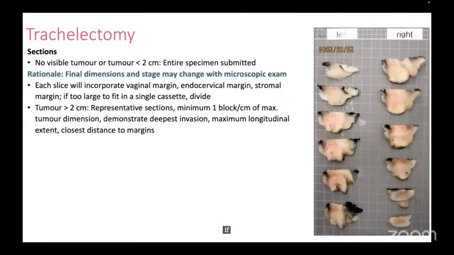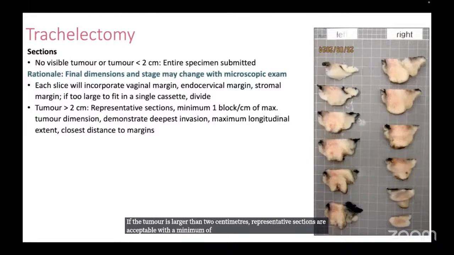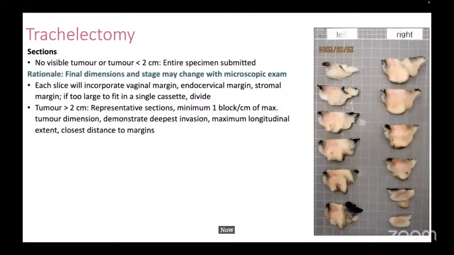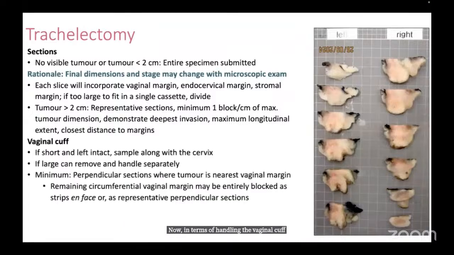If the tumour is larger than 2 centimetres, representative sections are acceptable with a minimum of 1 block per centimetre of the maximum tumour dimension, demonstrating the deepest point of invasion, the maximum longitudinal extent, and the closest distance to margins. Now, in terms of handling the vaginal cuff, if it's short and left intact, it's sampled along with the cervix. If it's large, you may opt to remove it and handle it separately.